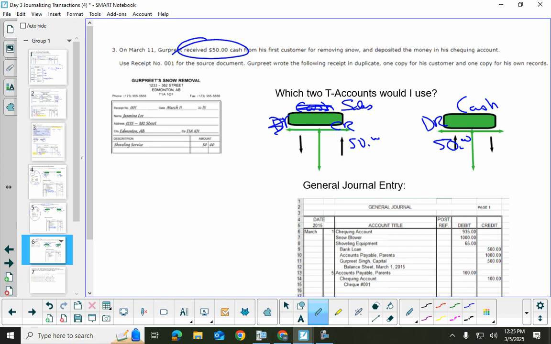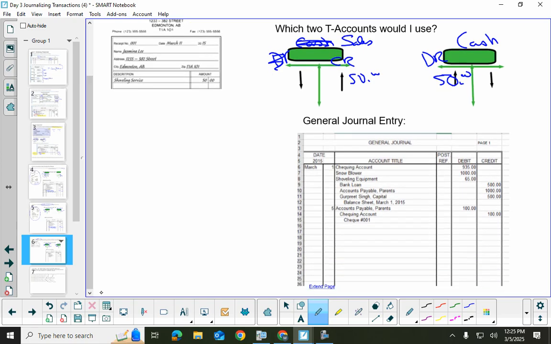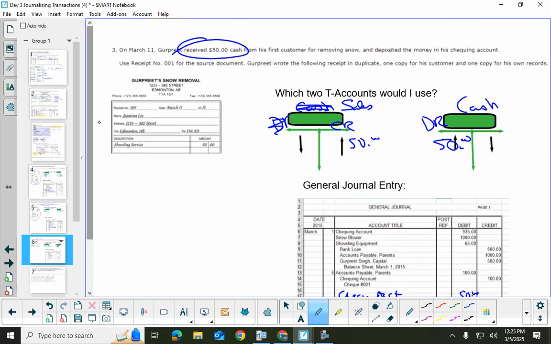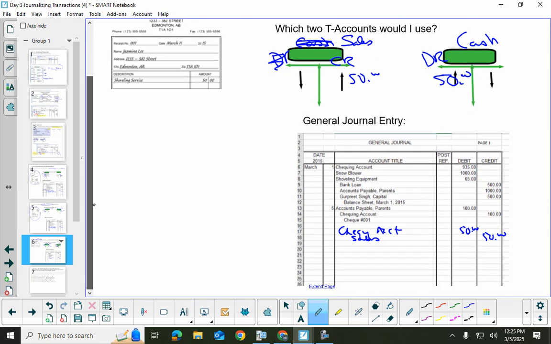Okay. So again, the way that we fill in, we've got the checking account being debited $50. Sales is being credited $50. And the source document, it says right here, use receipt number 001 for the source document. So just write receipt number 001.